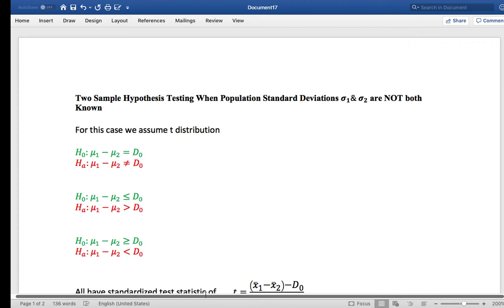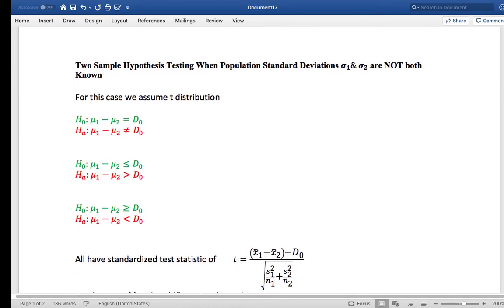So here we're going to look at a two-sample hypothesis test when the population standard deviations sigma 1 and sigma 2 are not both known. Not both known means that you don't know either of them, or you know one of them and not the other, because when you know one and not the other, it still means they're not both known. So long as they're not both known, you're going to get a t-distribution, and we're going to have a look at it right here.